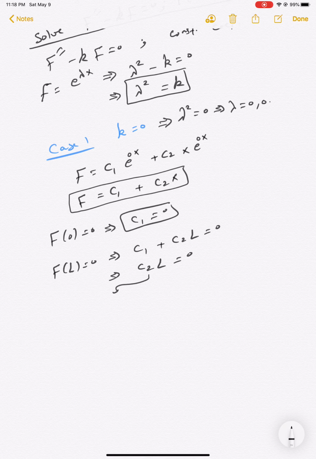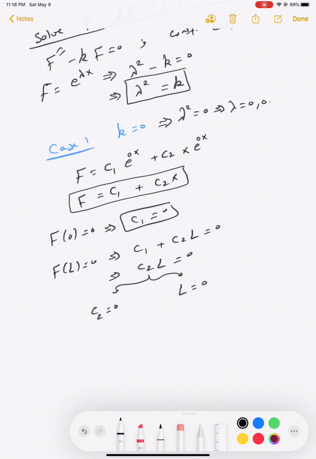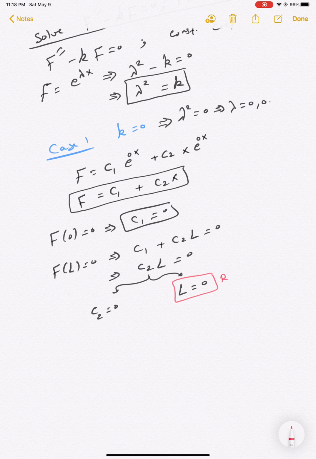And this is a product of c2 and L equals 0. It means one of the two quantities has to be 0. Either c2 is 0 or L is 0. Now, L being 0 is, of course, rejected. Why is it rejected? Because L is the length of the string. And if you're studying the vibration of a string of length 0, this doesn't make any sense, right? There is no string of length 0.